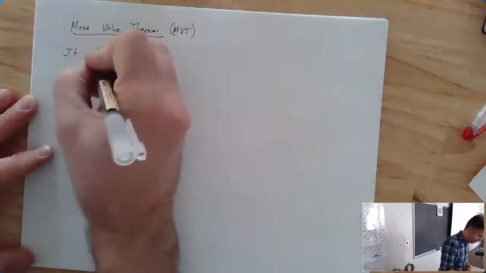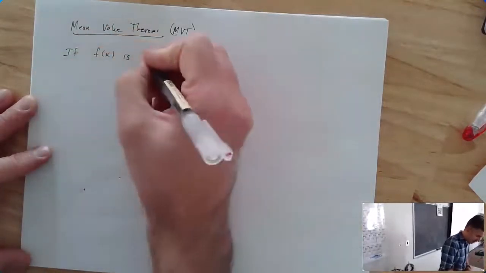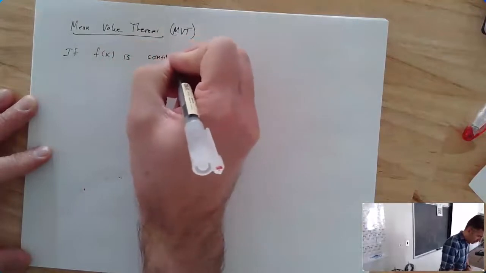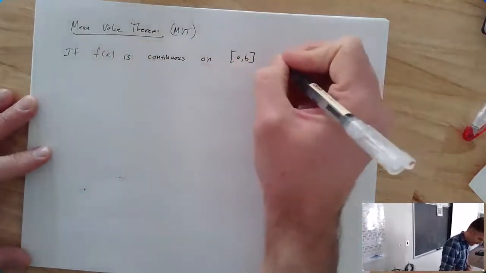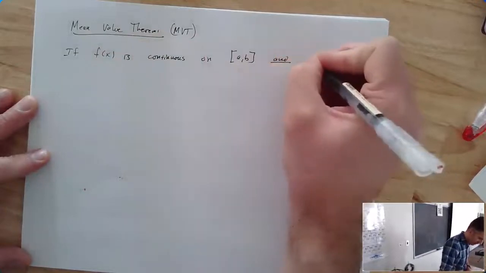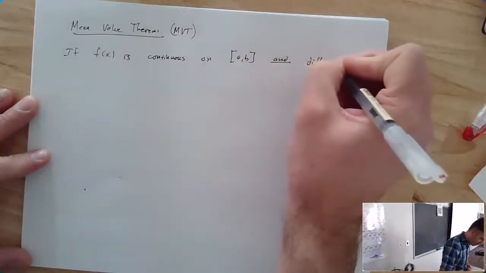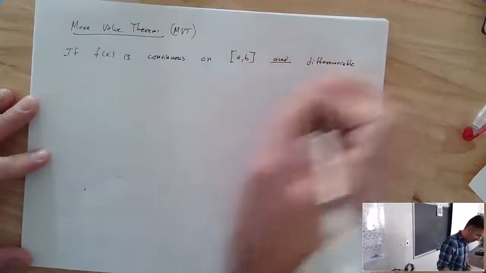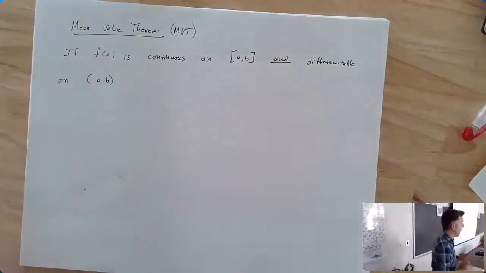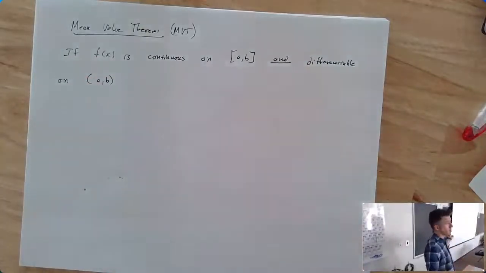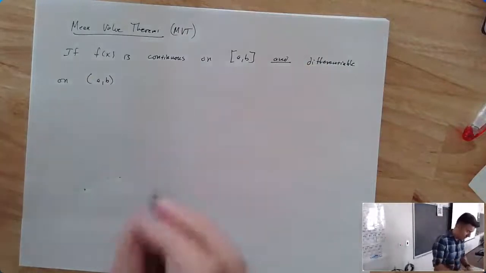If your function f of x is continuous on some closed interval and differentiable on the same interval except it's open, on the open interval from A to B. Basically, it doesn't have to be differentiable at the endpoints. It certainly could be, but it certainly has to be differentiable everywhere in between.